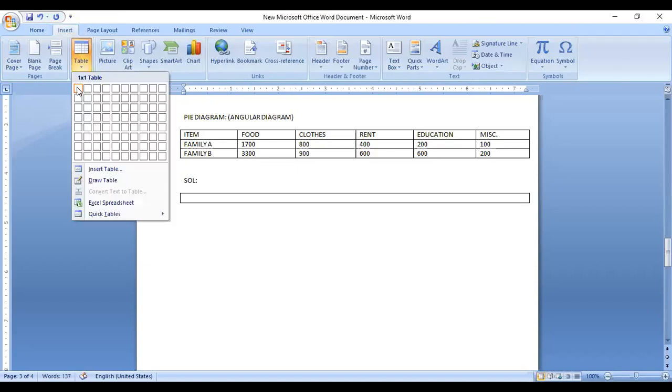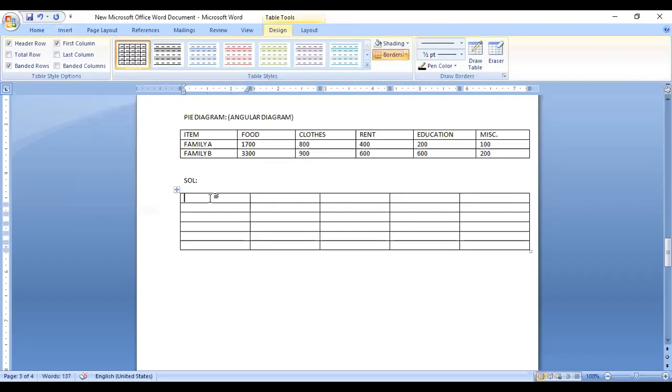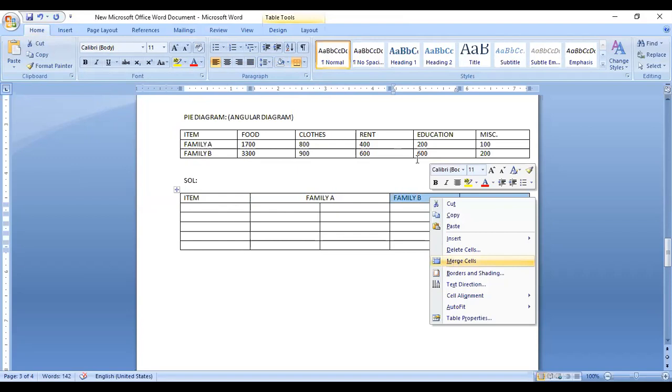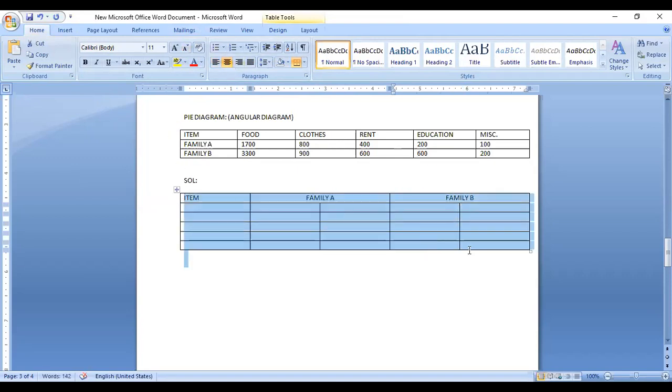Now, then how we will see. You have to insert a table. Now you see how I am drawing: item, then family A and then family B. You can see this also we have to merge. Family A and family B we are taking into consideration.